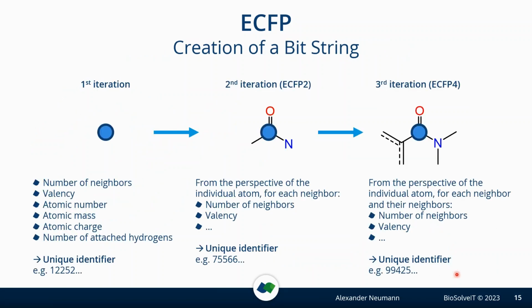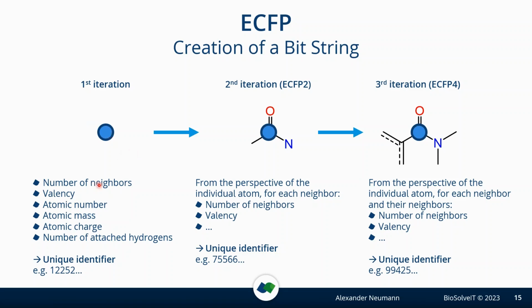How it works is basically starting from each atom. Again, this is done for every single atom in each iteration. It looks at several parameters, which are the number of neighbors, the valency, the atomic number, atomic mass, charge, and also the number of attached hydrogens. So the first thing it does, and it's a very, very initial step, it just looks at every single atom. That's it. Only the atoms, no connectors, no nothing.